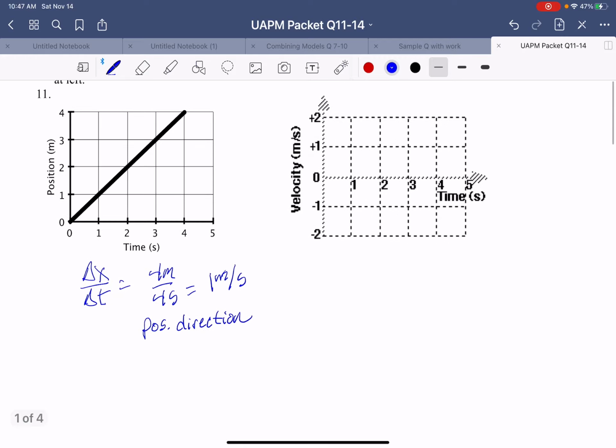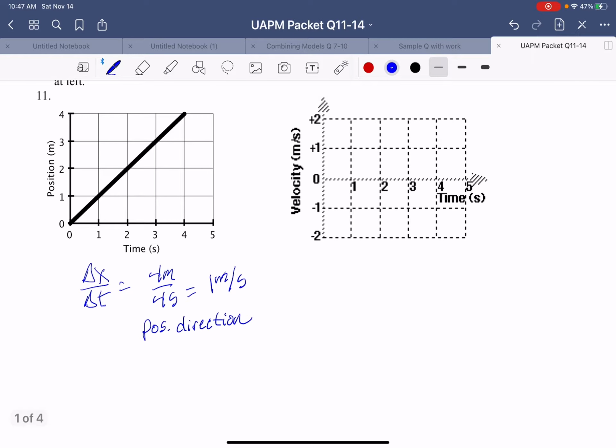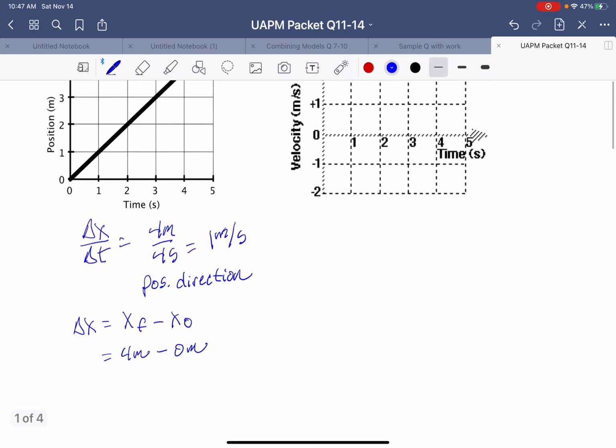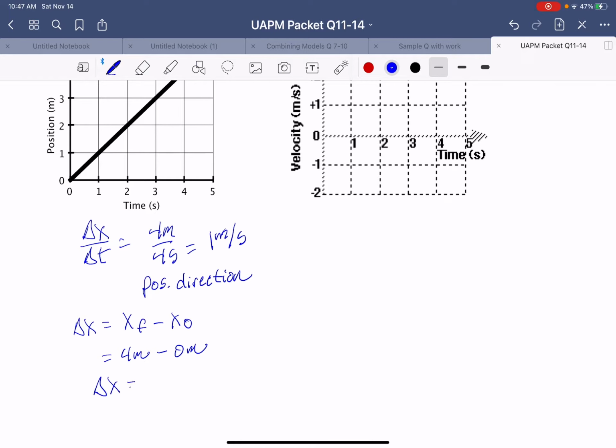Okay, I can also find my displacement from this graph. Remember, displacement is my final position minus my initial position, which is 4 meters minus 0 meters. So my displacement from my position time graph is 4 meters.